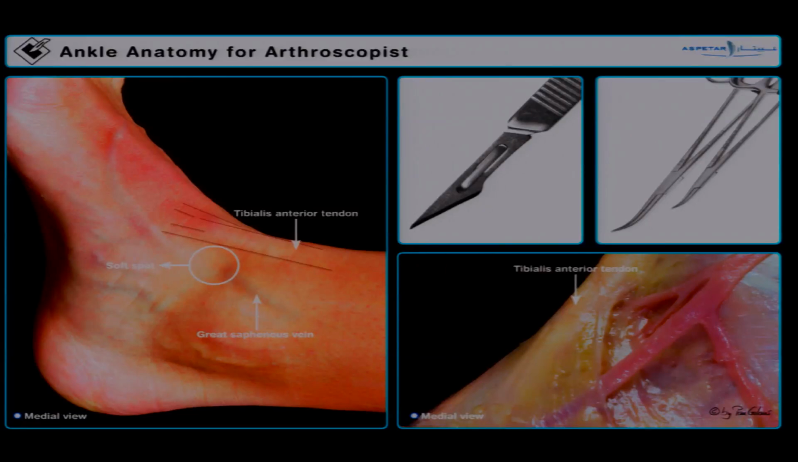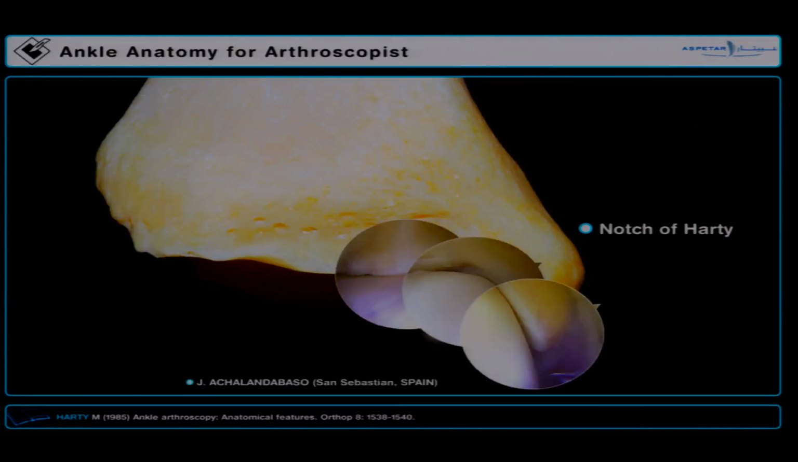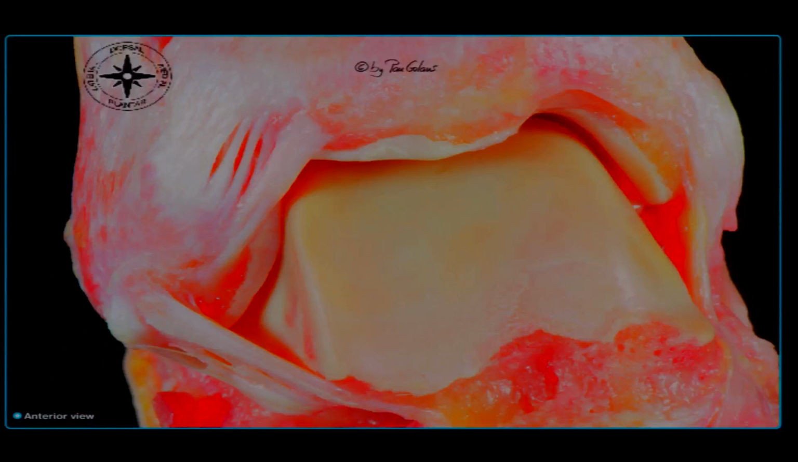This is important for this reason. Use a correct technique. The notch of Harty maybe allows easy access to the posterior ankle joint. I am not sure this is very important in arthroscopy, but you can see it constantly during the normal examination of the joint, and we can see it during the anatomical dissection. This notch maybe facilitates the access to the posterior area.